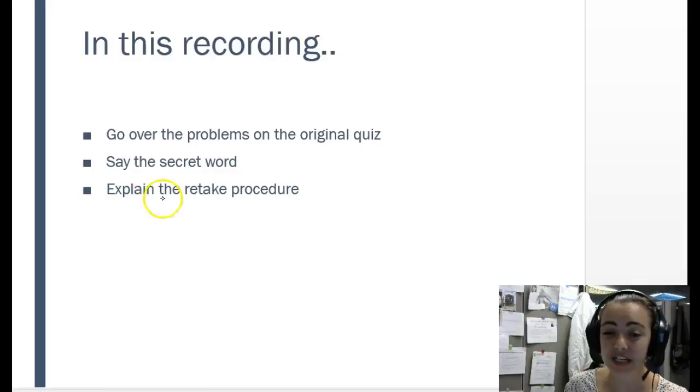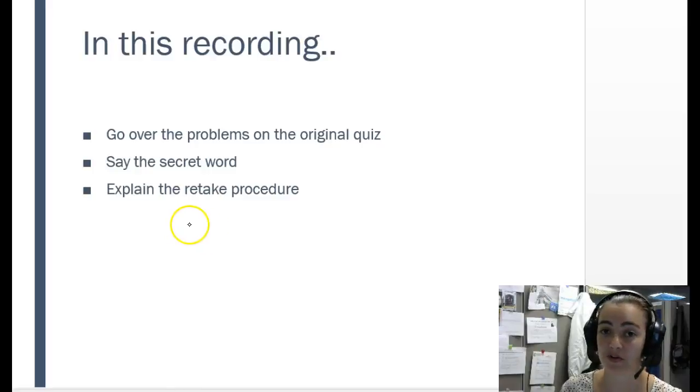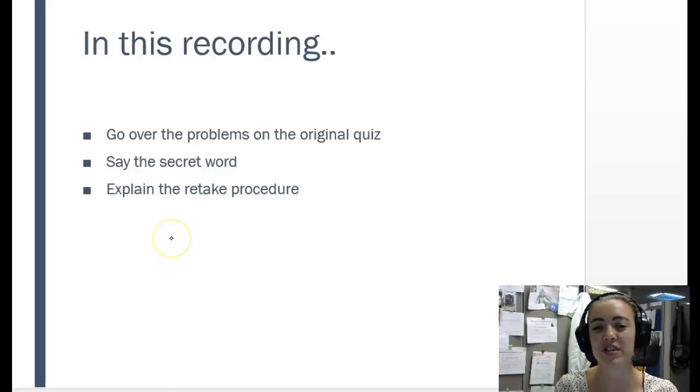I'll explain in more detail the retake procedure, but in general, what you're going to do is finish watching this whole video, type in the secret word, finish answering all the questions in the Google form. I'll send you a webmail with a retake, and you only have to answer the questions that you missed the first time around. So if you got a question right, you don't have to show us again that you know how to do that.